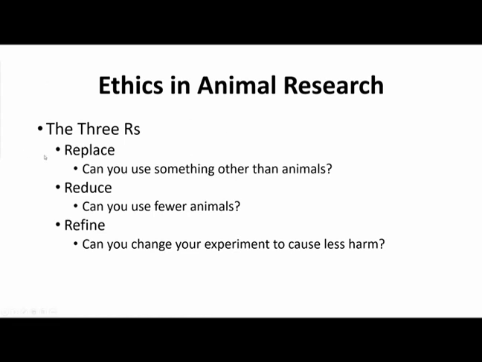But when I'm talking about what you can and can't do, our general rule is to follow the 3 R's. So we replace, reduce, or refine. So the first of these is replace. You have an experiment that you want to conduct. You want to learn about a very particular thing. Does it have to use animals? Is there something else that you could use to conduct this study?